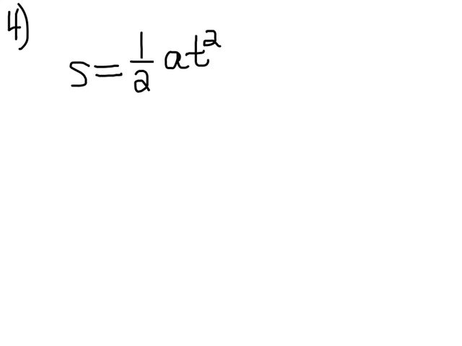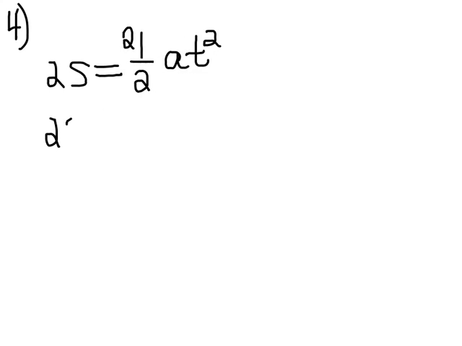In example 4, we'll be solving this equation for a. In order to solve or to isolate our a right here, we'll have to undo the multiplication between the 1/2 and the a, and we'll also have to undo the multiplication between the t squared. Let's start with the 1/2. In order to undo the multiplication of 1/2, we'll be multiplying by 2 on both sides.